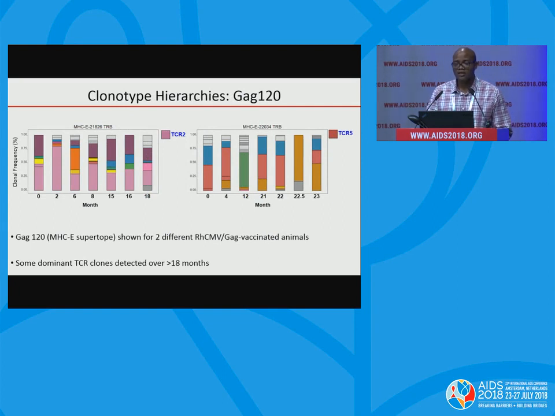Another interesting thing that we noticed that kind of surprised us was despite the fact that these are terminally differentiated effector memory CD8 T cells, they seem to be able to persist for months or years at a time. Here, just pointing out two of these particular clone types. One we've termed TCR2 from this animal vaccinated 21826, and TCR5 from this animal 22034, which have persisted for 18 months and almost 2 years.